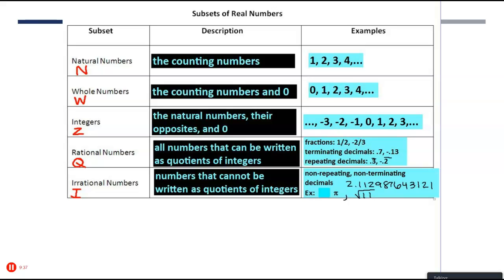Okay, so I know you guys are copying that down. I'll give you a few minutes. Make sure you fill in all of the spaces on your table.